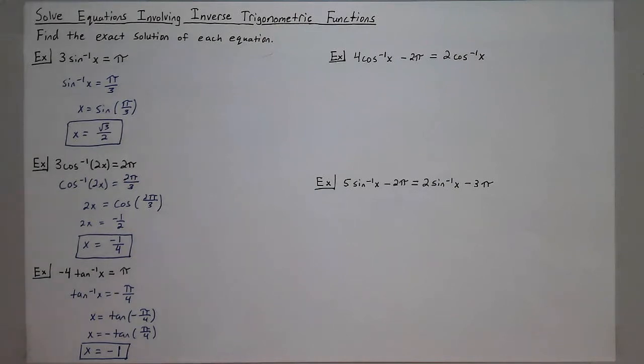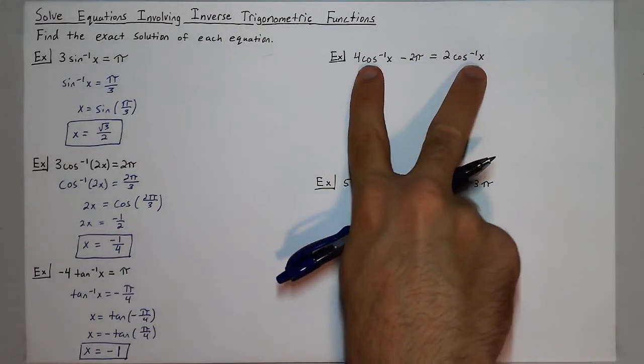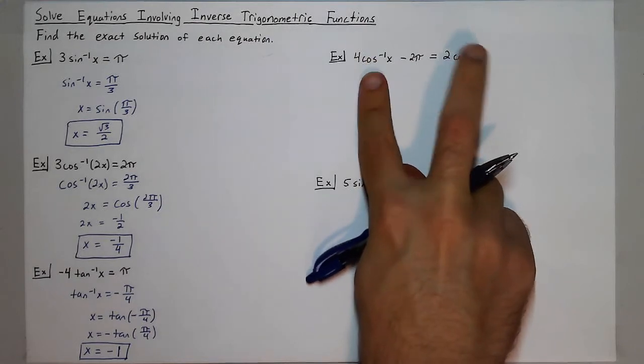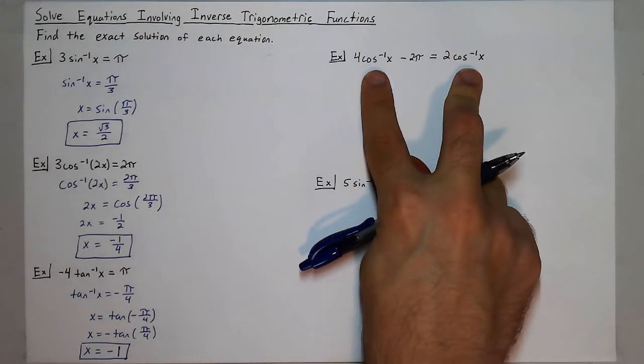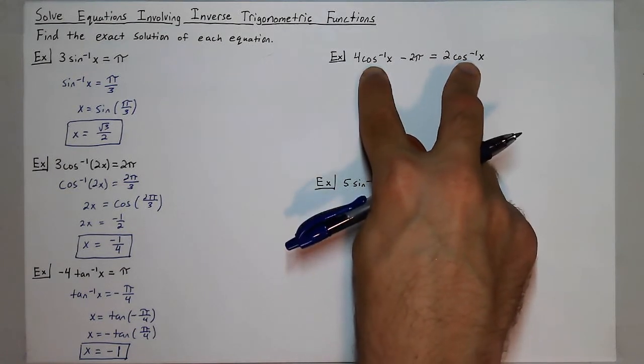And those are some of the more simple 1, 2, 3 step equations. Now let's look at when we have more than one inverse function. And here I see I have 2 cosine inverses. So I need to combine those 2 expressions onto one side, so we only have one inverse trig function.